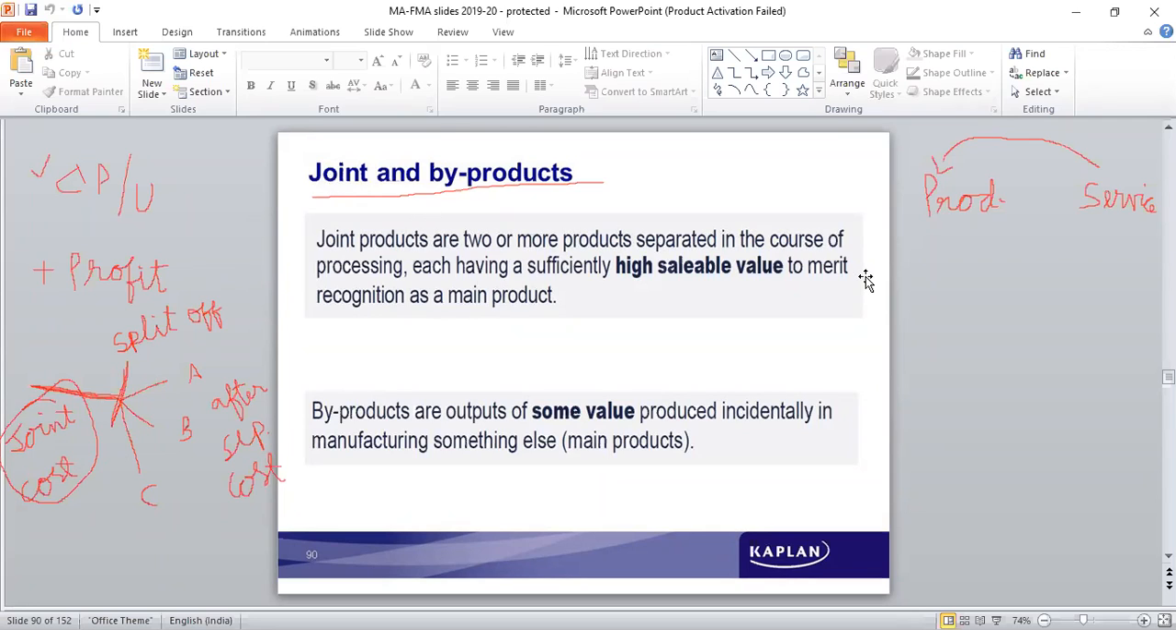So here what we have to understand is what joint products are. Joint products are those products which are intended to be produced. They are the main products. They have relatively very high value as compared to the byproduct. A byproduct is the result of the production process, but it was not intended. There was no intention to produce that product, and the value of byproducts is relatively much lesser than the main product.